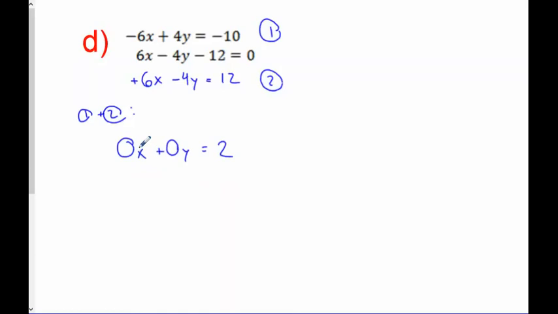Now, let's think about that. What numbers could I put in here for x and y that would make this side of the equation equal to 2? Right? There aren't really any. So this is a case like we saw yesterday where there's actually no solution. Which, as we talked about yesterday and on Friday, means that the lines are parallel.